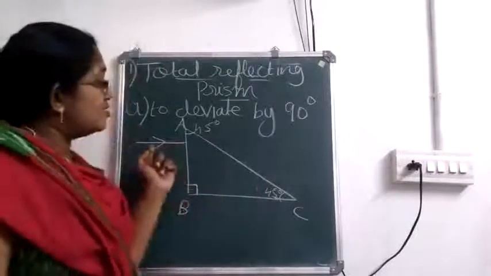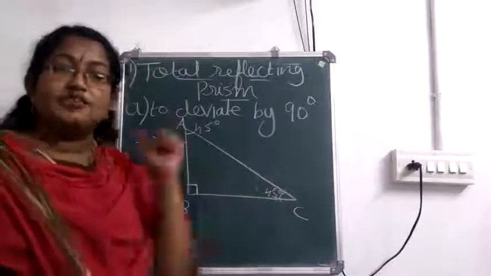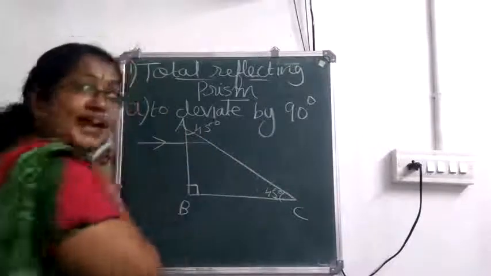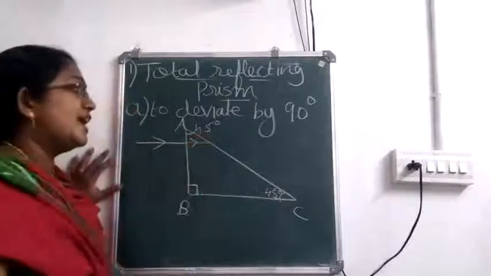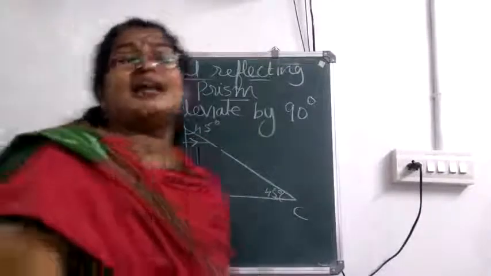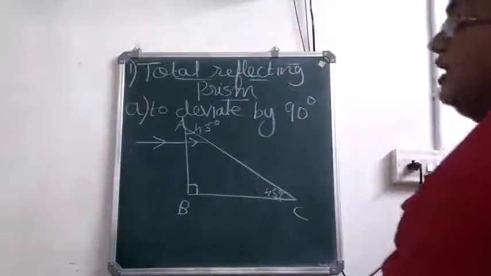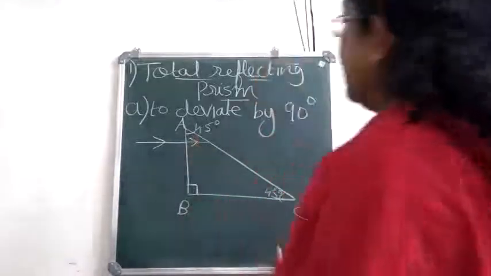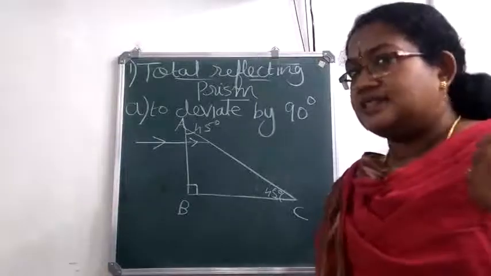Now we are considering a light ray which hits the surface AB normally. If it is normal incidence, the ray undergoes refraction without any deviation. So the ray will enter the prism and there won't be any deviation in the path of the light ray. And now it hits the surface AC.